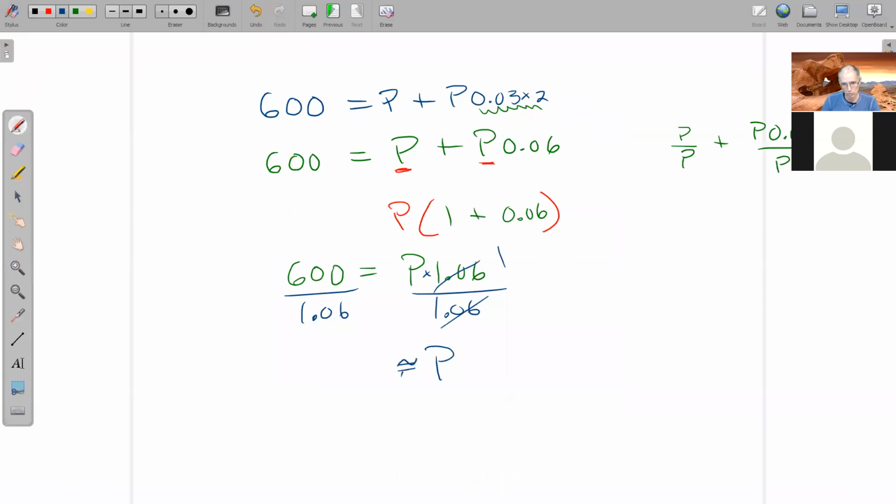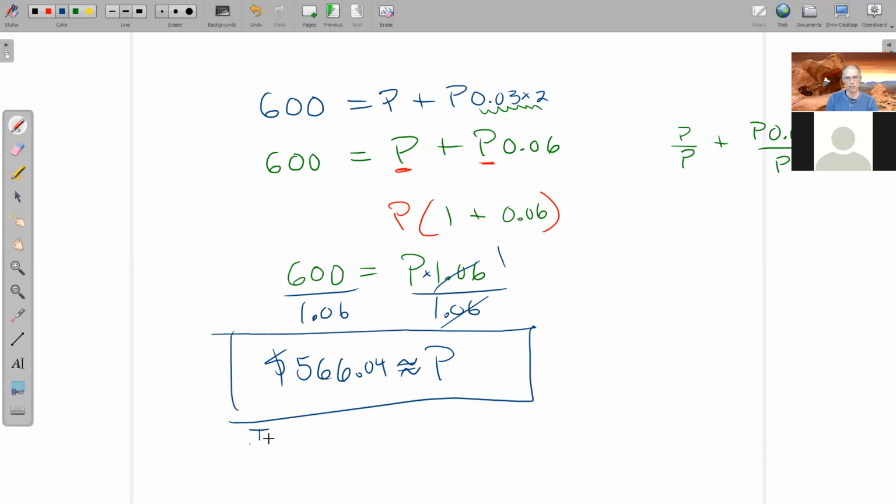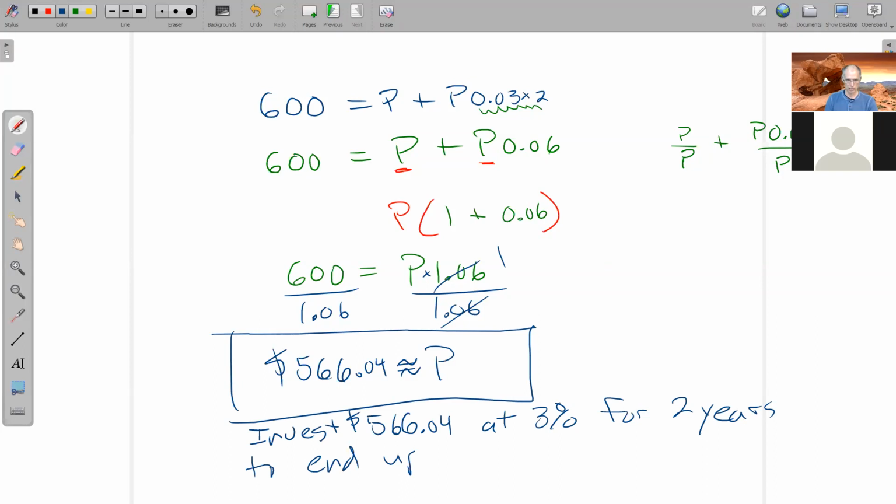So wavy equals, because I had to round, $566.04 is what it looks like the initial investment is. So I think that's my answer. Invest $566.04 at 3% for 2 years to end up with $600. Is that really true? I guess I better check. I think that's what that number means.